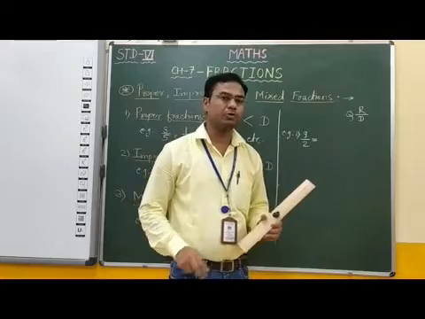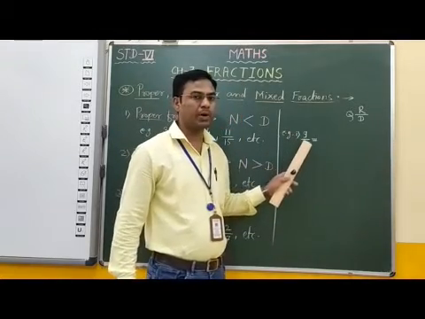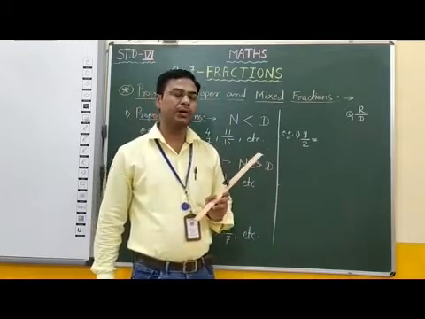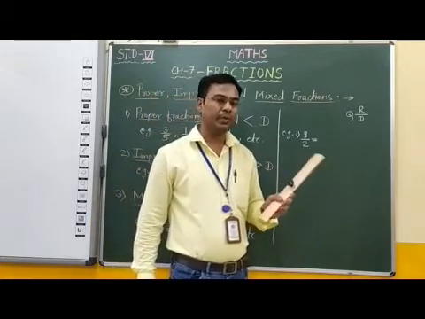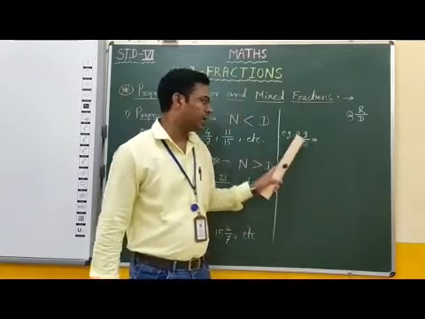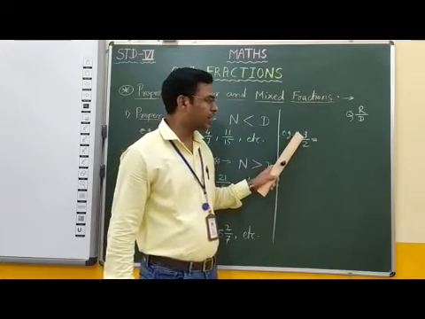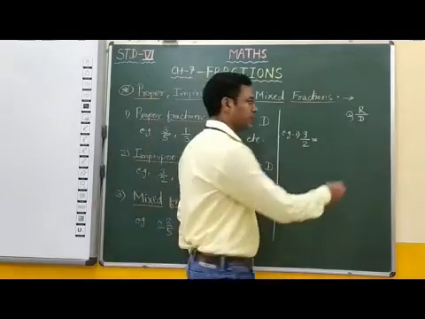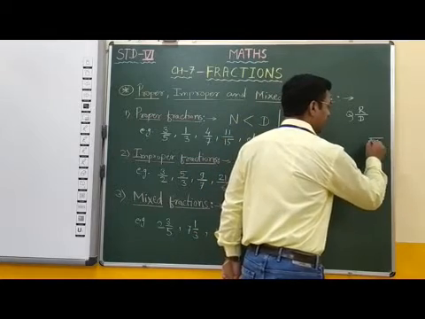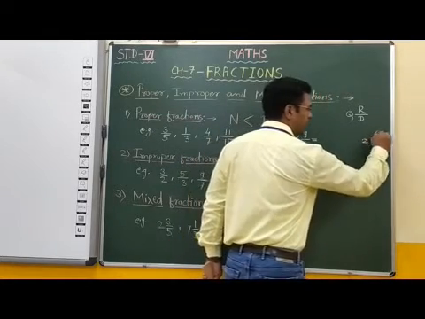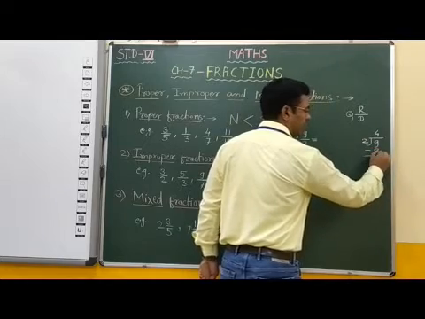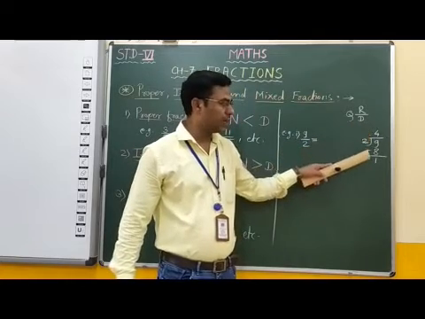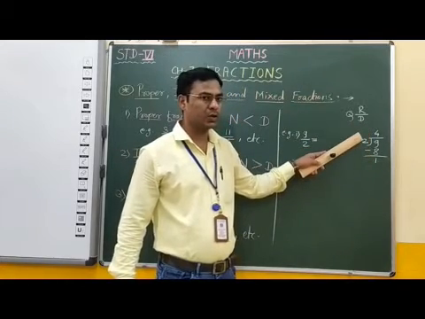Now we are going to study how to convert an improper fraction into a mixed fraction. Students, only an improper fraction will convert into a mixed fraction. Here we have to divide the numerator by the denominator, means 9 divided by 2. Therefore, we divide 9 by 2. 2 fours are 8. 9 minus 8 is equal to 1. Therefore, here the quotient is 4, the remainder is 1 and the divisor is 2.